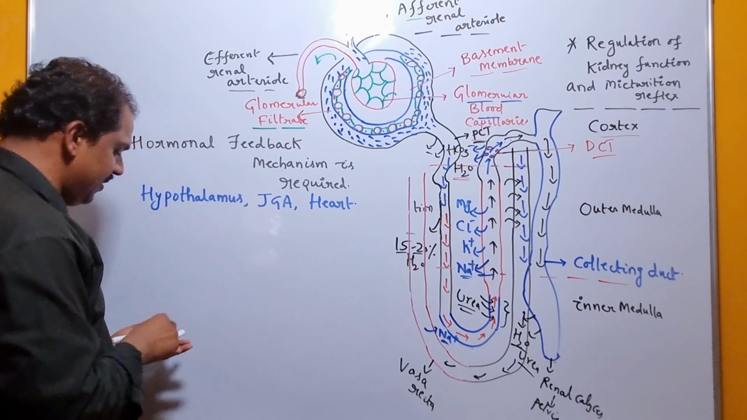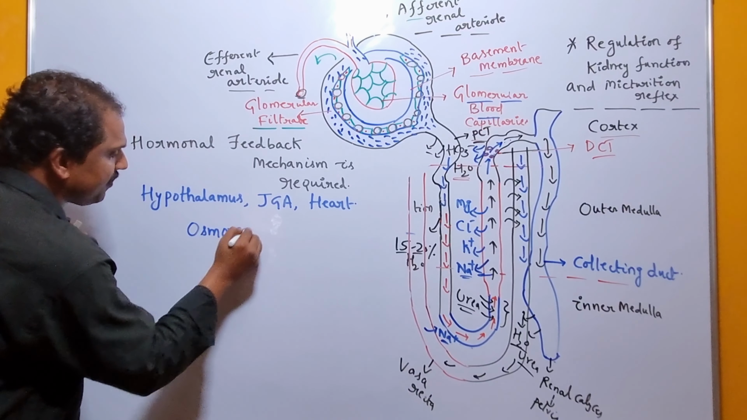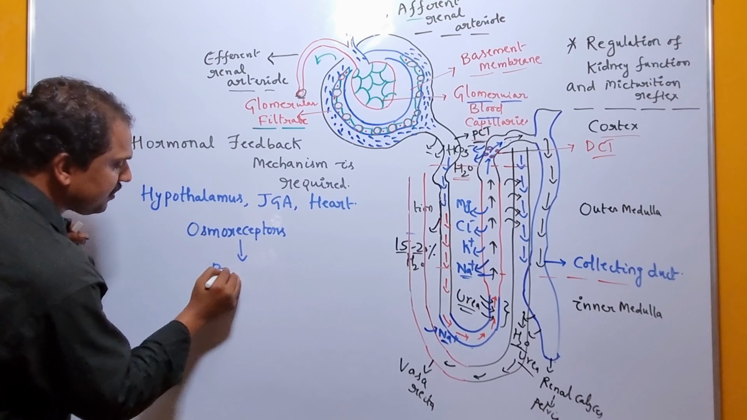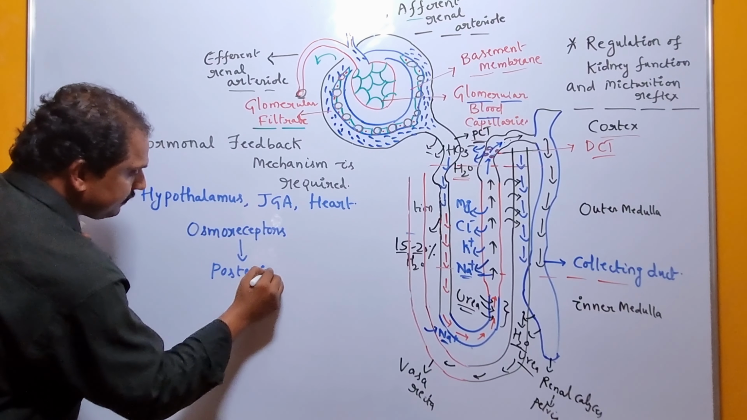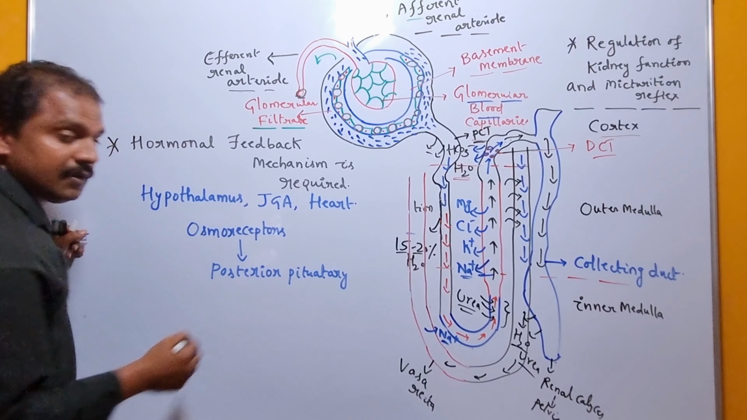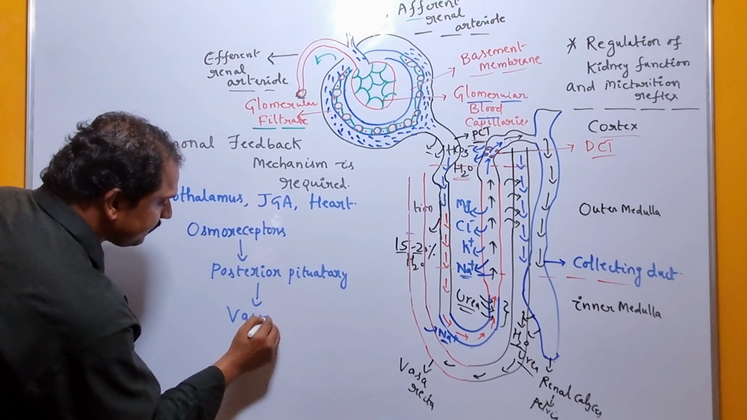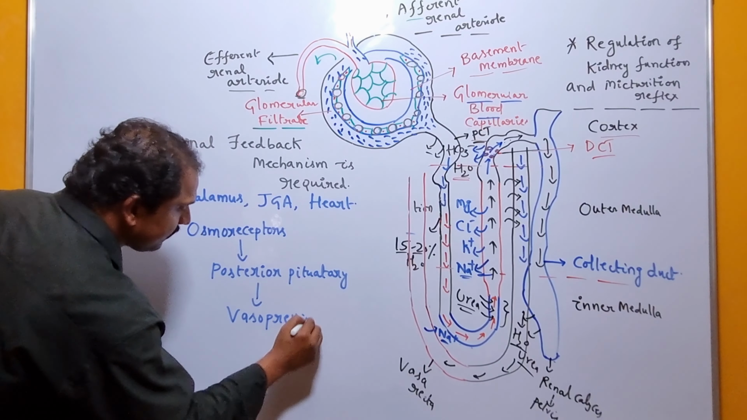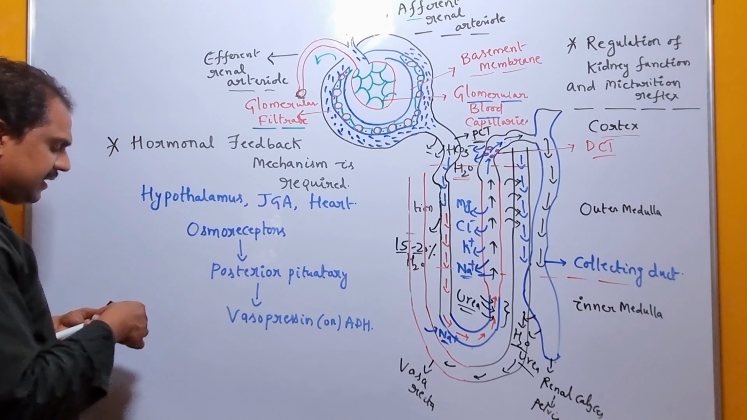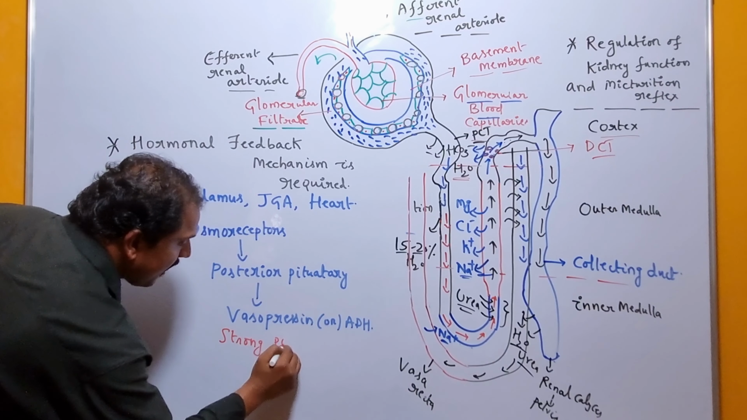So let me write it on the board. Osmoreceptors of the hypothalamus of the forebrain trigger the posterior pituitary. The posterior pituitary is responsible for secreting vasopressin or antidiuretic hormone. The vasopressin or antidiuretic hormone is a strong, potent vasoconstrictor.